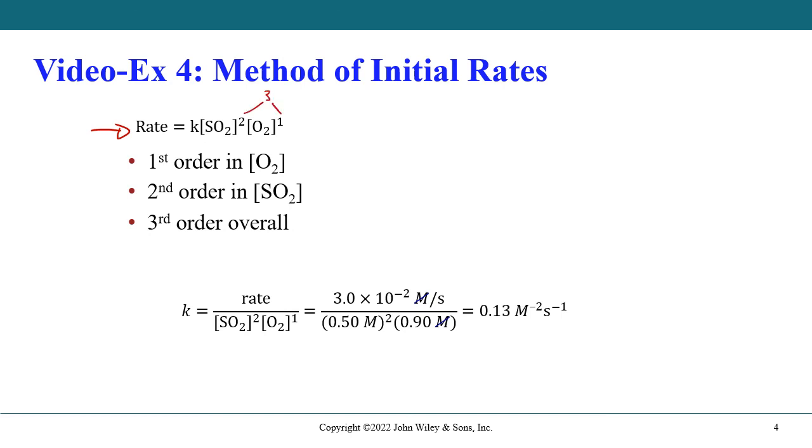Okay, and then we can use any one of the experiment values to find the value of the rate constant. So we simply rearrange the rate equation to solve for the rate constant k, plug in the values, making sure that we keep good track of our units, and we can find the value of the rate constant for this experiment.